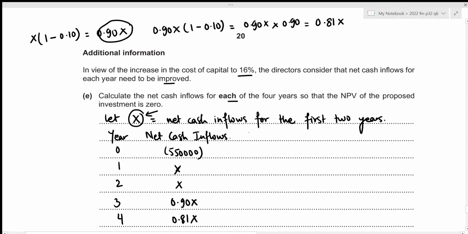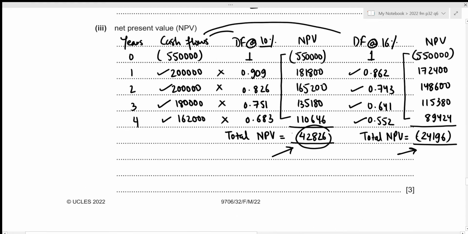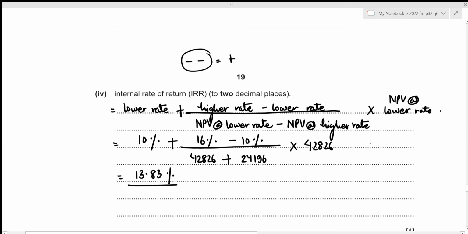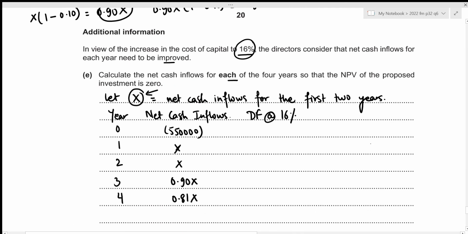Okay, then the next step would be to multiply it with our discount factors, and we are utilizing the cost of capital of 16%. So these are the discount factors at 16%. Let's have a look above. So at 16%, our discount factors were 0.862, 0.743, 0.641, and 0.552. And for year 0, that's going to be 1. So that's 0.862, 0.743, 0.641, and 0.552.